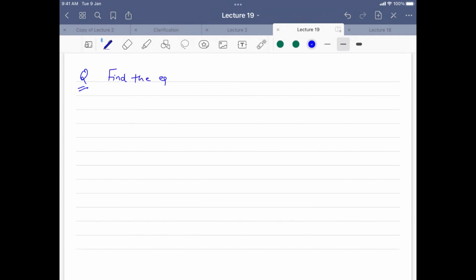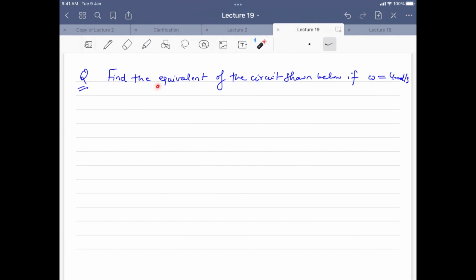Find the equivalent of the circuit shown below if omega is 4 radians per second. So if I am saying find the equivalent of the circuit shown below, can you tell me what I am asking you here? Can anyone tell me?